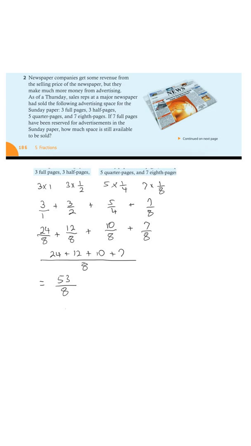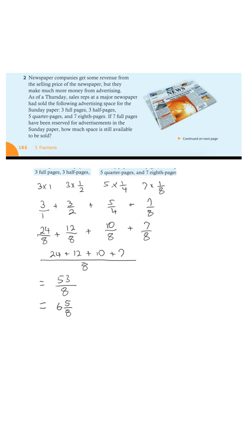Now what we want to know is, we'll put that into a mixed fraction, and then we can calculate how many of the 7 full pages have already been sold. So let's change it to a mixed fraction. 53 divided by 8 is going to be 6, because 6 eighths are 48, plus 5 left over. Okay, so that's 6 and 5 eighths. Now we can check that by going 8 times 6 is 48. 48 and 5 is 53. Okay, so that looks right.